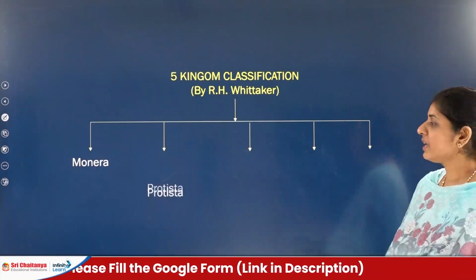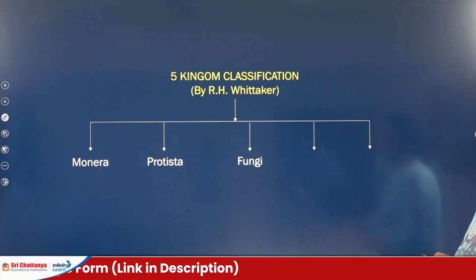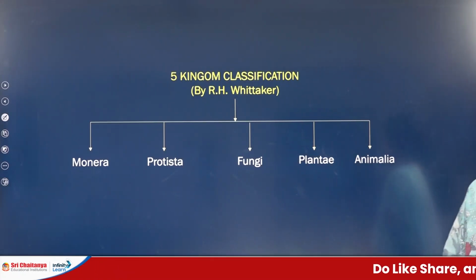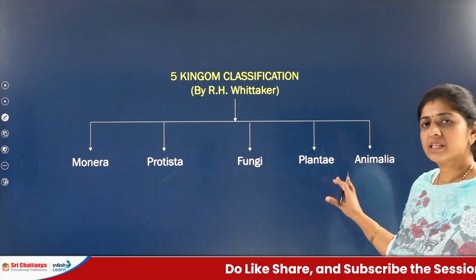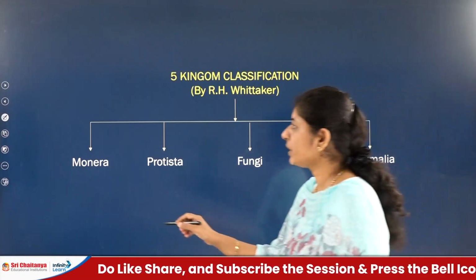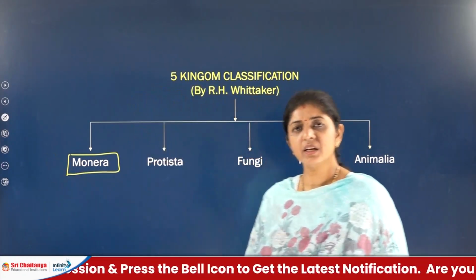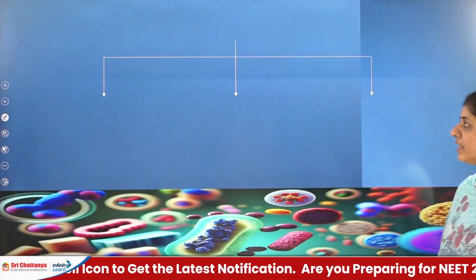Monera. After that is what? Protista. Then fungi, then plantae, and then animalia. That is the 5-kingdom classification. We are right now going to focus on the kingdom monera. Under the kingdom monera, let's see the next.